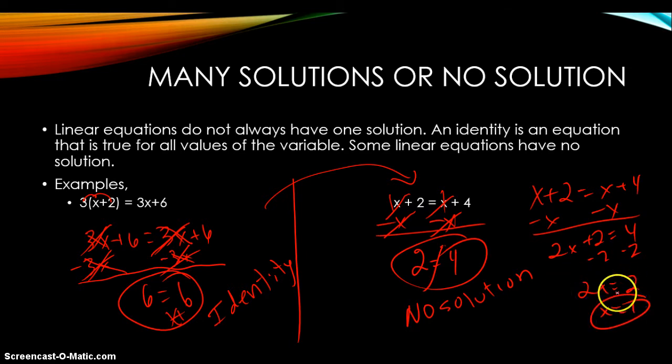In my head I'm thinking, oh yeah, that makes sense. x does equal 1. But when you plug it back in, we're saying that 1 plus 2 equals 1 plus 4. So we're saying that 3 equals 5. And that does not make sense.